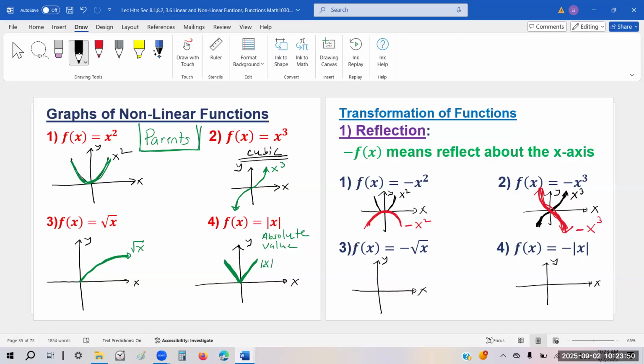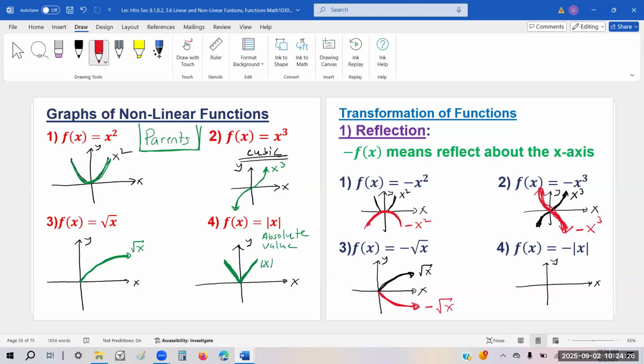For square root, the original one increases little by little above the x-axis. But when you reflect about the x-axis, so if you put a mirror here, the upward becomes downward, below the x-axis. Here. So this is negative square root of x.